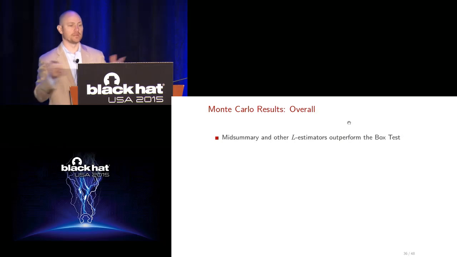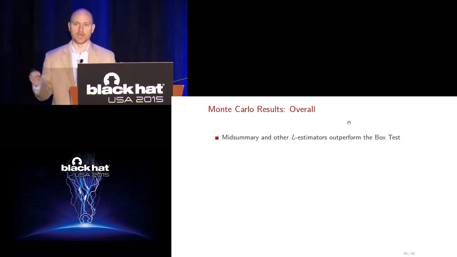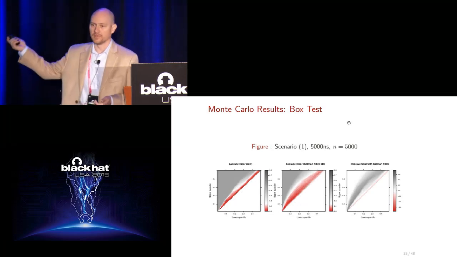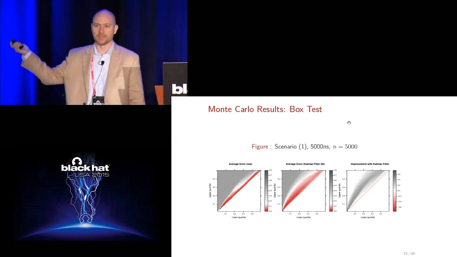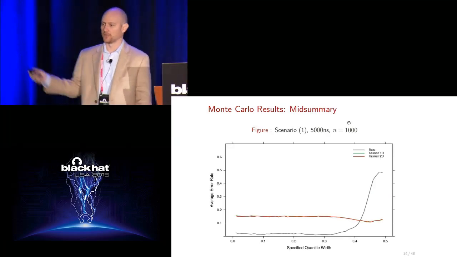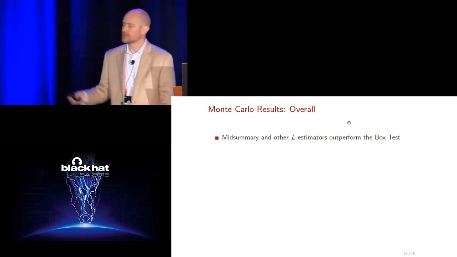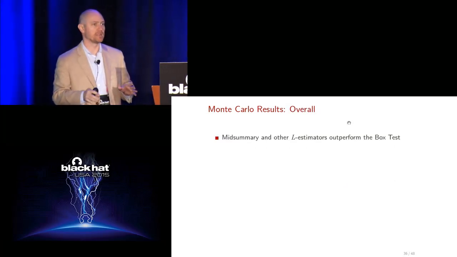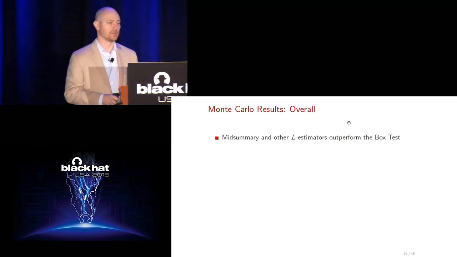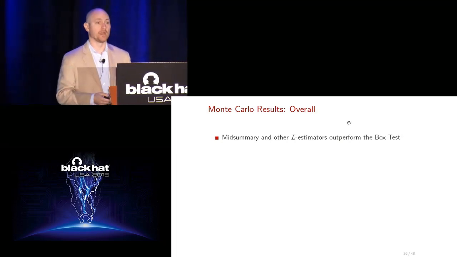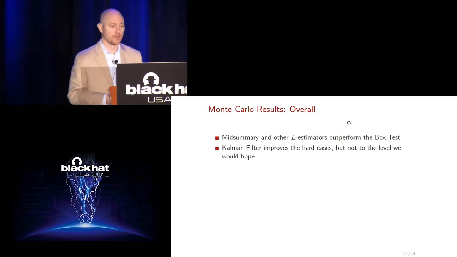So in summary, this is what we've gotten out of the statistical analysis. Just to say, we have 180 or 182 plots for each one of these estimators, so I can't really go through all of them here. But on average, what we have found is that the mid-summary in particular, and Tim's going to present some other results, performed better on average than the box test did over the data sets that we collected.